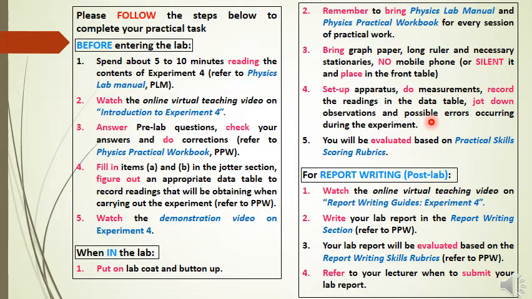Step number 4, set up apparatus, do measurements, record the readings in the data table, and jot down observations and possible errors occurring during the experiment. Step number 5, you will be evaluated based on the practical skills scoring rubrics available in the physics practical workbook.